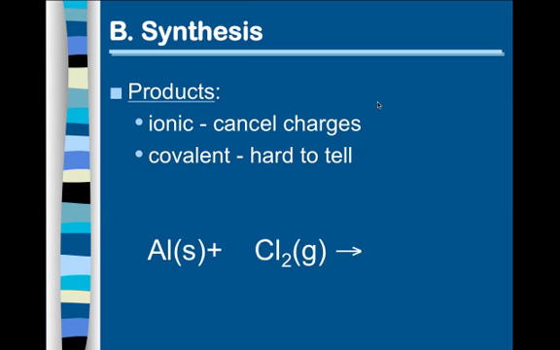For example, aluminum plus chlorine gas, remember chlorine gas is diatomic. Two reactants, but we can only have one product, so they're going to come together. You're going to end up with aluminum chloride. Alright, don't forget to balance this.